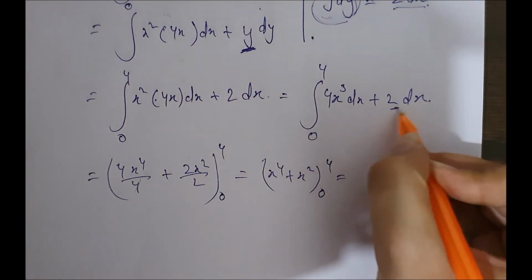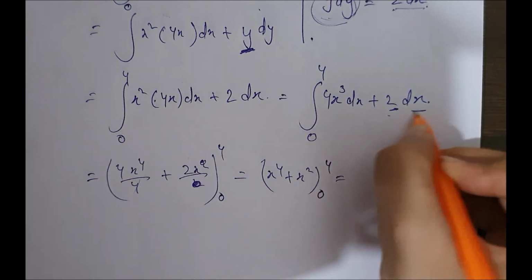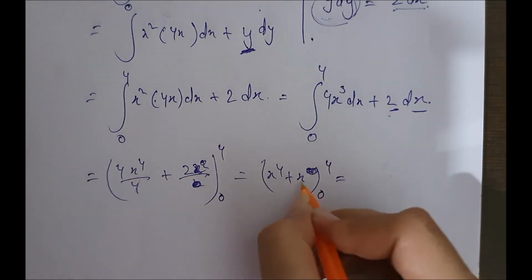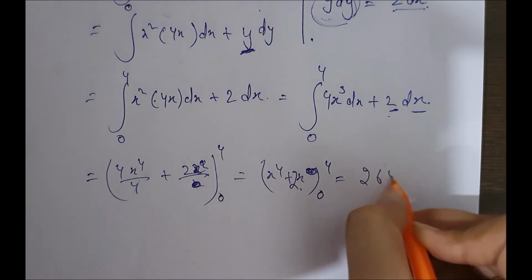Sorry, this is 2, so this will be 2x. Here this is 2 dx, so it will be 2x. 0 to 4, this will be x. This is 2x. So it will come out to be 64.